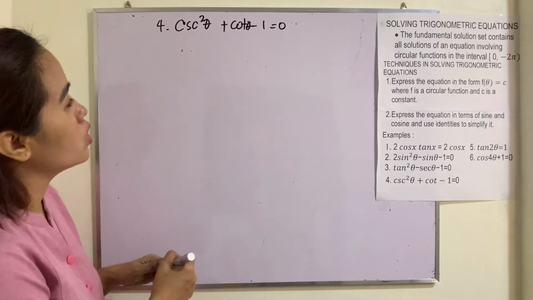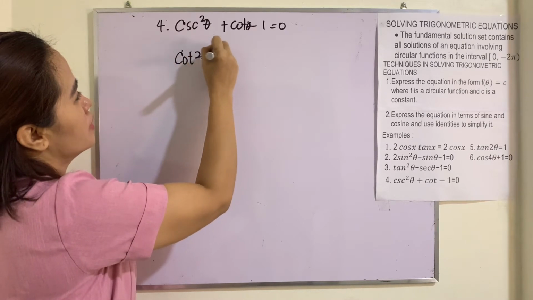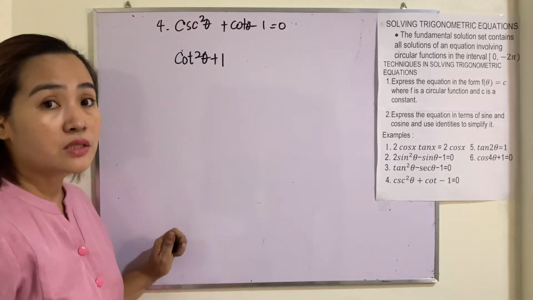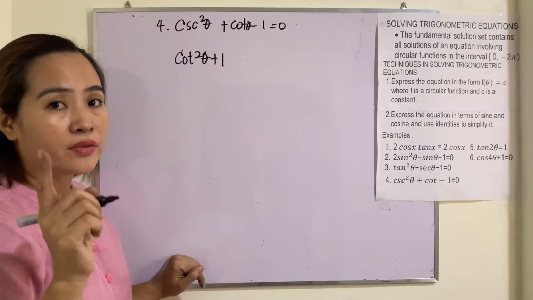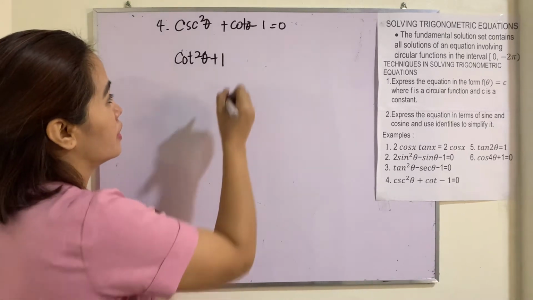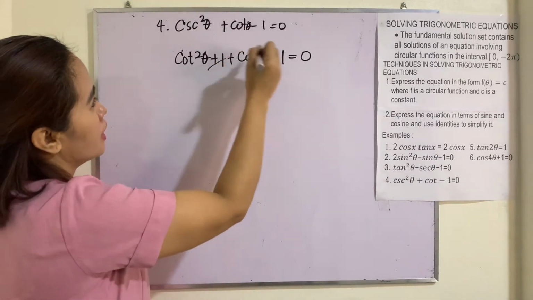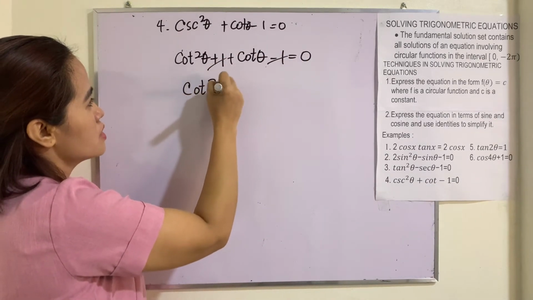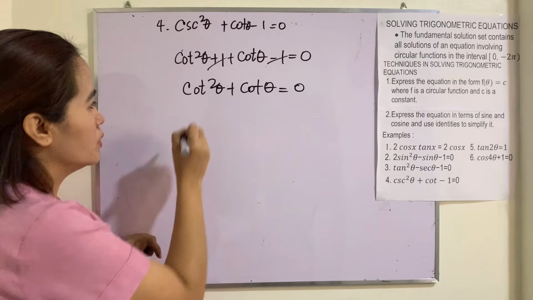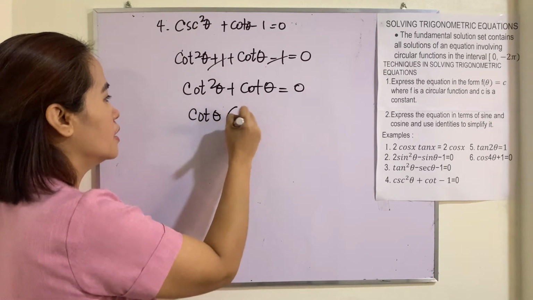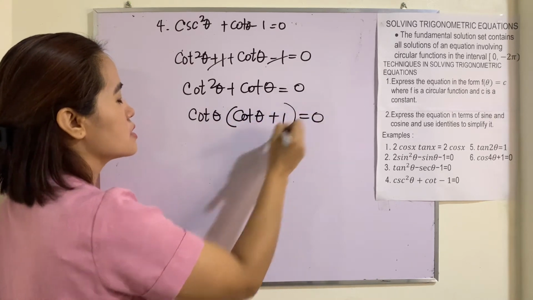Cosecant squared theta plus cotangent theta minus 1 equals 0. I can replace this by cotangent squared theta plus 1, since this one came from the Pythagorean identity, cotangent squared theta plus 1 equals cosecant squared theta. So this is cotangent of theta minus 1 equals 0. So I can cancel this. This is now cotangent squared theta plus cotangent theta is equal, of course, to 0. Getting the common factor, this is cotangent theta times cotangent theta plus 1 equals 0.